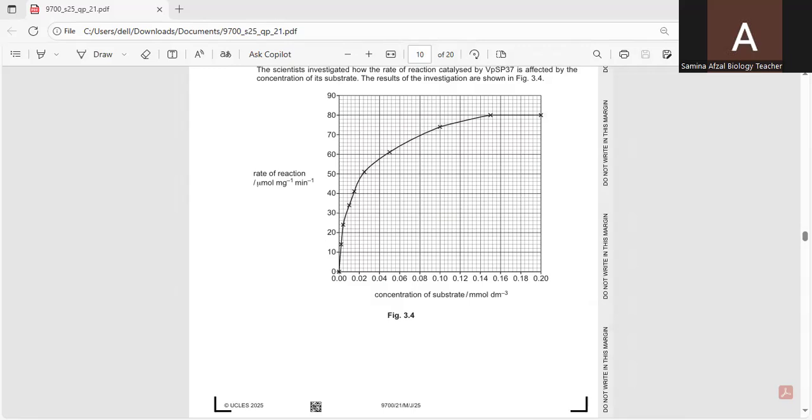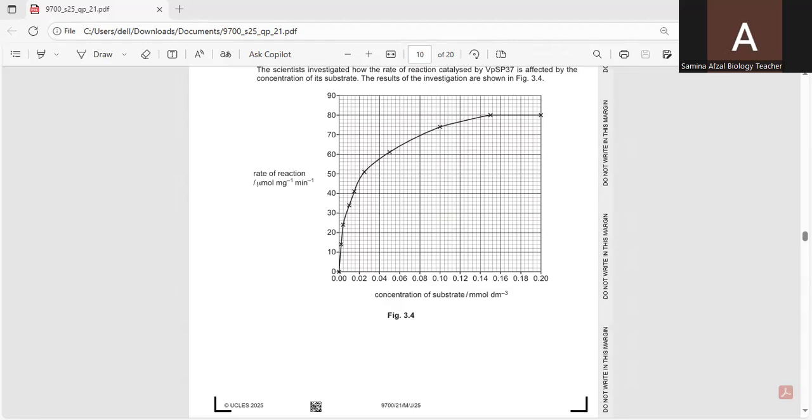We have to find out the Michaelis-Menten constant, the Km value, from this graph. This Michaelis-Menten constant is a measure of an enzyme's affinity for its substrate. So a low Km value indicates a high affinity of the enzyme for its substrate, meaning the enzyme can achieve half its maximum at a low substrate concentration. And a high Km indicates a low affinity, meaning a higher substrate concentration is needed to reach half Vmax. Km is numerically defined as the substrate concentration at which the reaction rate is half.